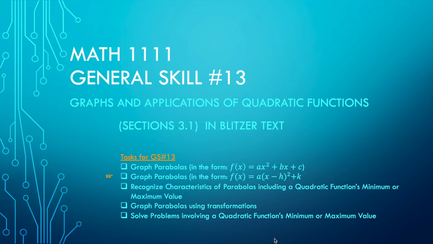Well, welcome back to our discussion about graphs and applications of quadratic functions. And in this video, we are going to discuss how we graph parabolas that are in the form f of x is equal to a times the quantity x minus h squared plus k. So that's a little bit different than graphing parabolas when they are in the form f of x is equal to ax squared plus bx plus c, or standard form. So let's take a look.